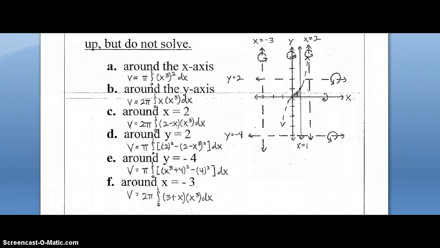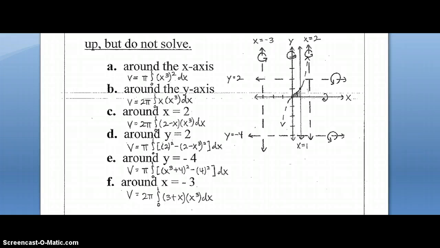This is a disk. So the disk formula is based on the geometric formula, pi r squared times the height. So pi goes out front. The integral is from 0 to 1 because those are the x values that we are integrating over. And our radius is x cubed because that is our function back to the x-axis. We have to square it, and then the dx takes care of our height. So pi r squared times height. Nice, easy little setup.